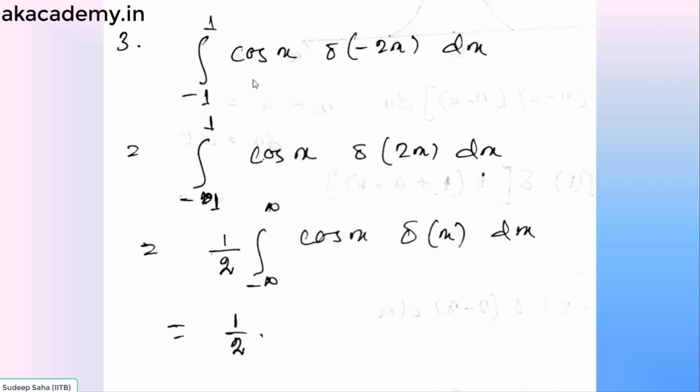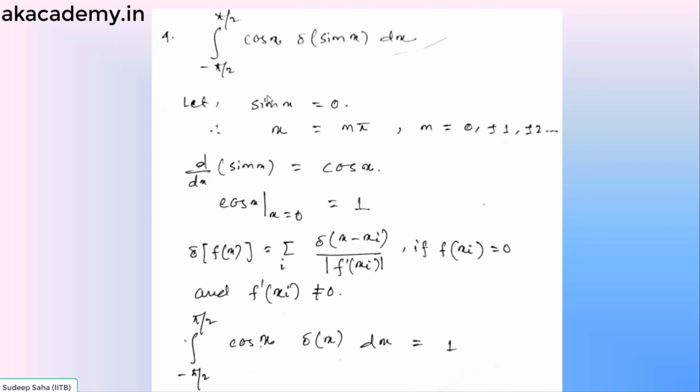Next problem is minus 1 to plus 1 cos x delta of minus 2x. So delta of minus x is delta x, as usual. Okay, and delta of ax is 1 over modulus of a delta x. Okay, this means that delta function will give a non-zero value at x equal to 0. Okay, so we just have to put x equal to 0 here because this is within the limit, and we'll get 1.